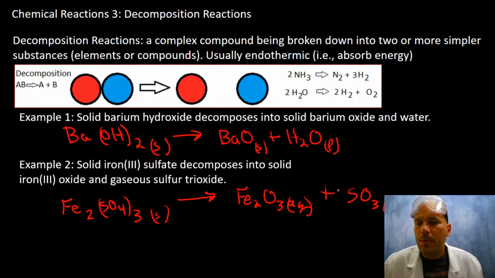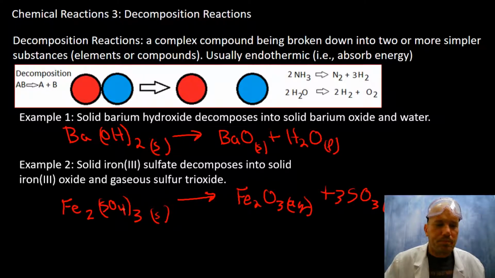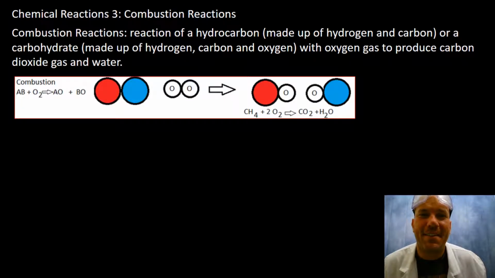Let me try to put a coefficient of 3 in front of the sulfur trioxide, and we'll see if that works out. And we have 12 oxygen here, and on the product side we have 9 plus 3, so we have 12 there, and we are all balanced and ready to move on to our next reaction type.